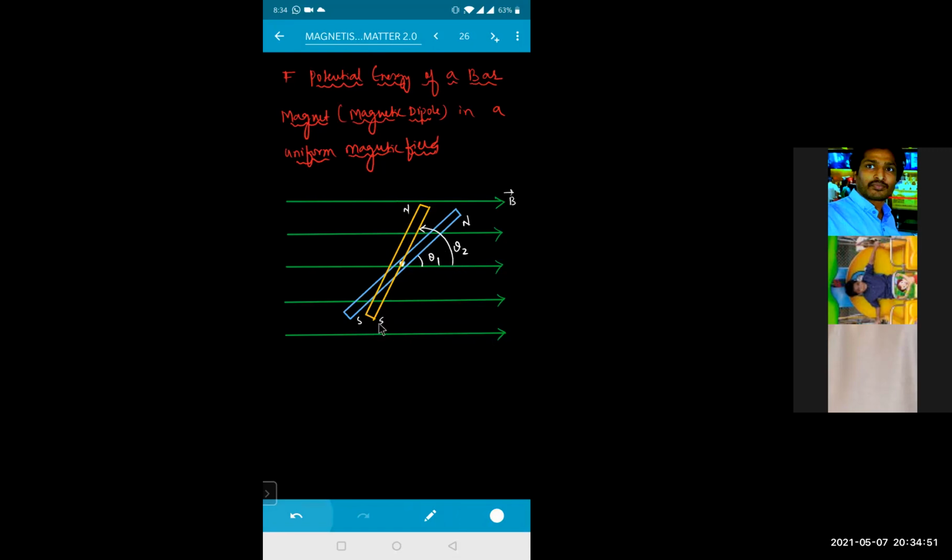This is north pole and this one is south pole. Direction of the magnetic field is from south to north, isn't it? So initial position is your theta 1. Final position is theta 2. That means we are rotating the bar magnet from the initial position to the final position. So work done to rotate in the magnetic field must be equal to change in potential energy. Change in potential energy means U final minus U initial.